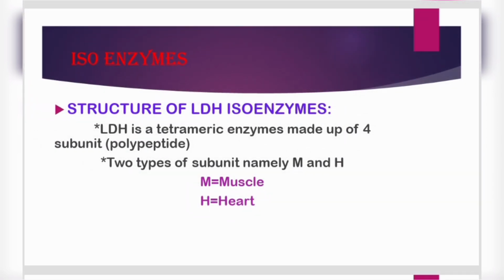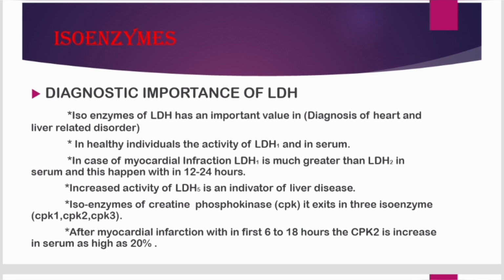Now we are going to see the structure of LDH isomerism. LDH is a tetrameric enzyme made up of 4 subunit polypeptides. There are two types of subunit, namely M and H. M stands for muscle and H stands for heart. Diagnostic importance of LDH: isoenzymes of LDH have important value in the diagnosis of heart and liver related disorders. In healthy individuals, the activity of LDH2 is greater than LDH1 in serum. In myocardial infarction, LDH1 is much greater than LDH2 in the serum, and this happens in 12 to 24 hours. Increasing activity of LDH indicates liver disease.